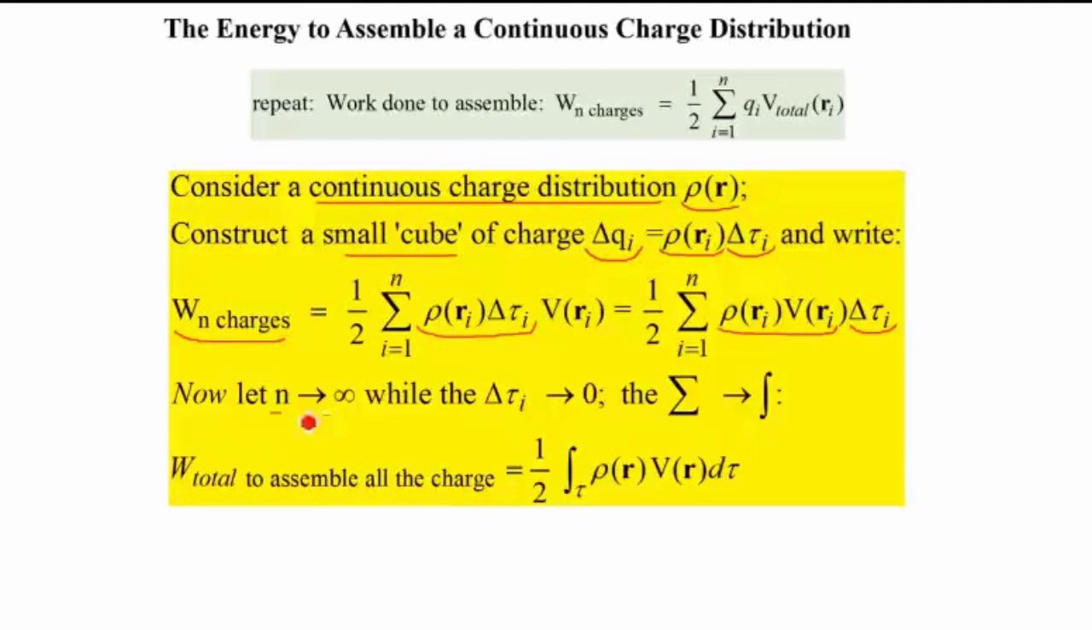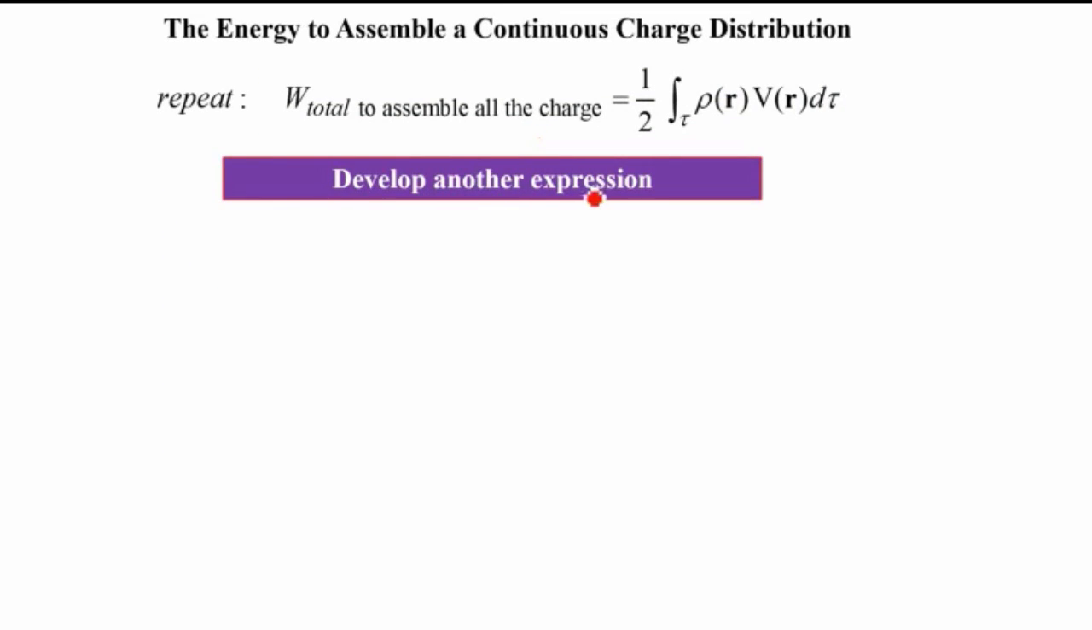So let's let n go to infinity. These would tend to go to 0. Then our sum will go over to an integral. We end up then, for the total work to assemble all this charge, with 1/2 times this integral right here. And that's a very fundamental relationship. Repeated that up here. So now we'd like to develop another expression.